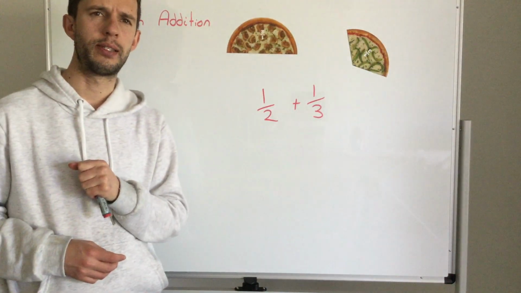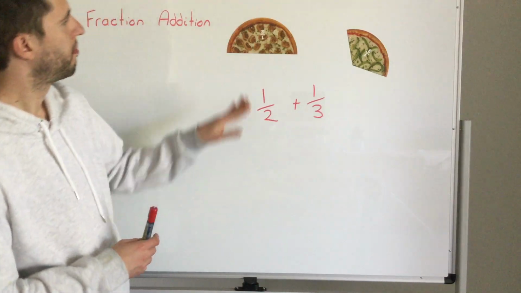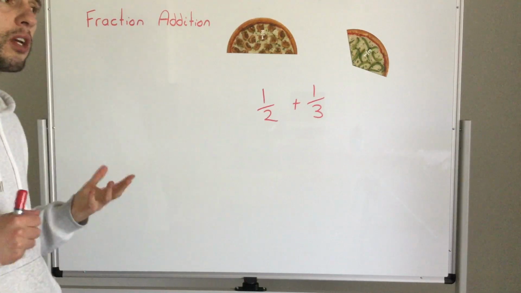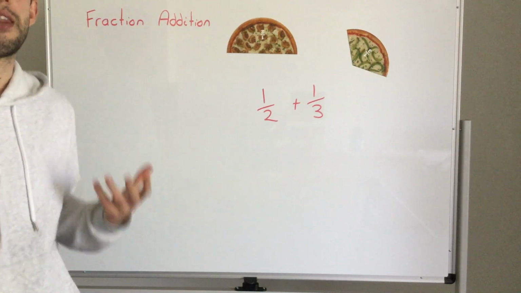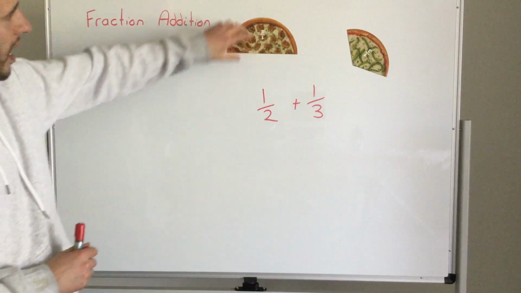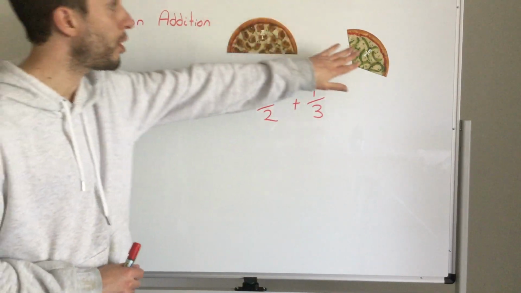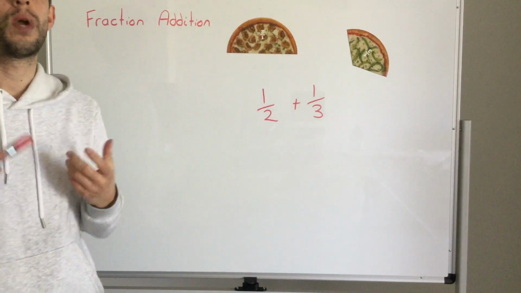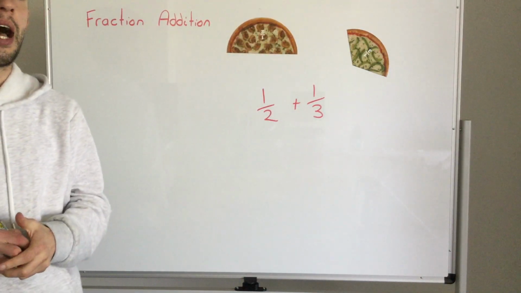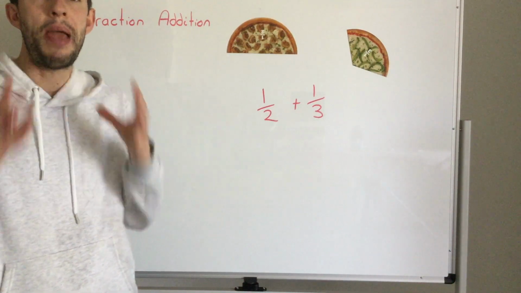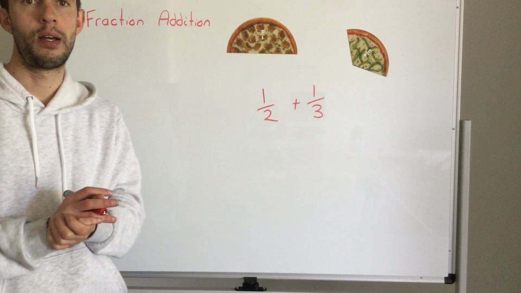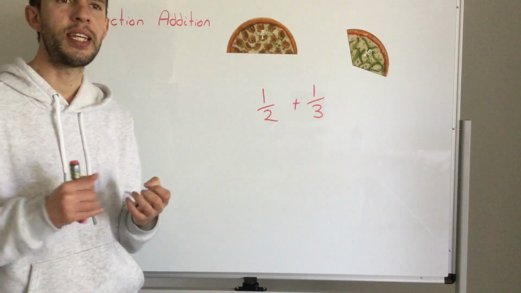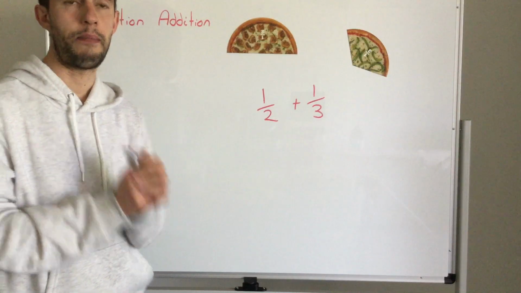Are they the same size? These pieces are different sizes, and because of that, we can't add them together. If we've got one piece and another piece, but the size is different, we need to work out what amount of a whole we have. To do that, we need to make sure that they are cut into the same size amount.